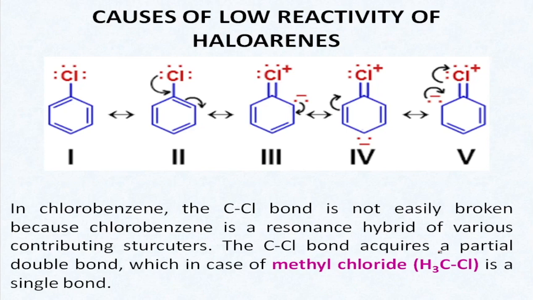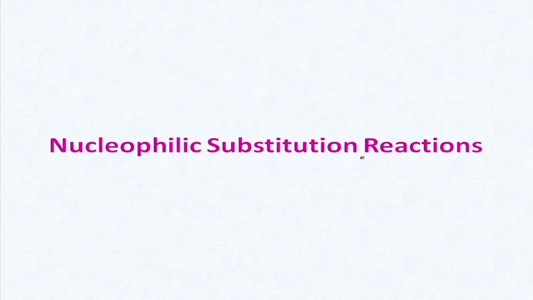Reactivity of chlorobenzene is very low. Chlorobenzene is a resonance hybrid of structures, and in the resonance structure the chlorine to carbon bond acquires a partial double bond character, so the reactivity of chlorobenzene is very low.